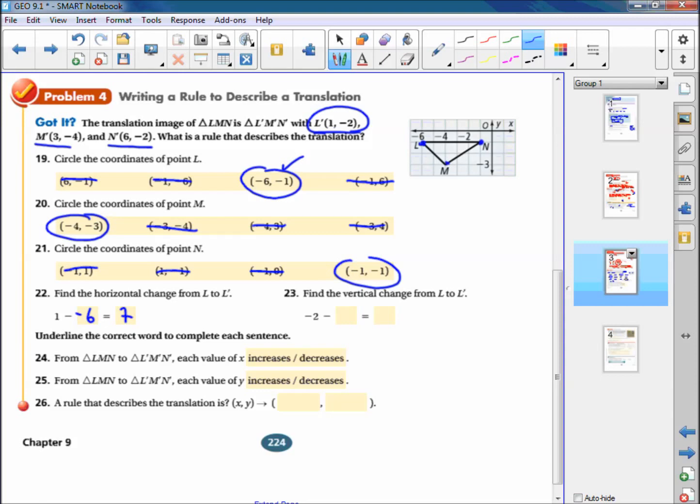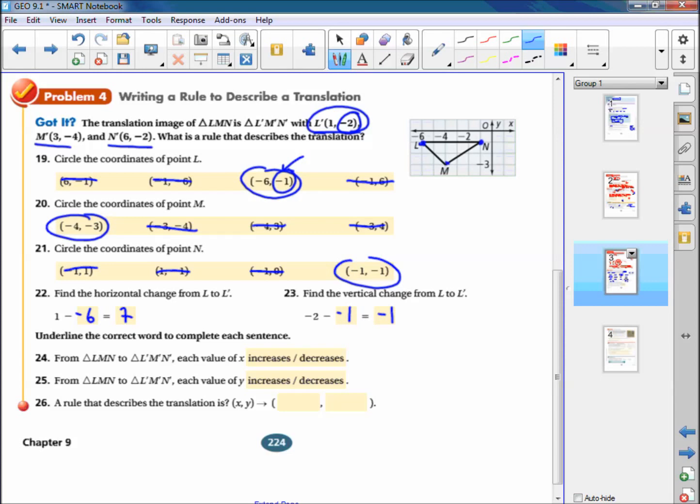All right, and then find the vertical change from L to L prime. So we start with L, which was this for our vertical, okay? And this one for L prime. So we do -2 minus -1, okay? The new one minus the old one. And this gives us a vertical change of -1, okay?